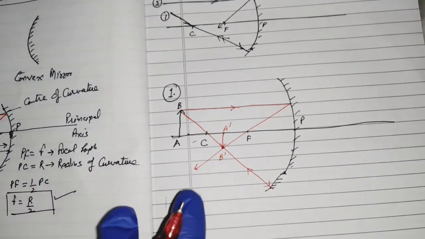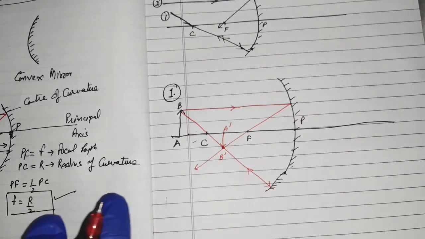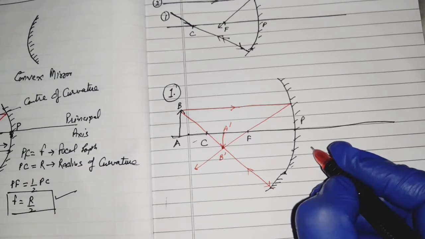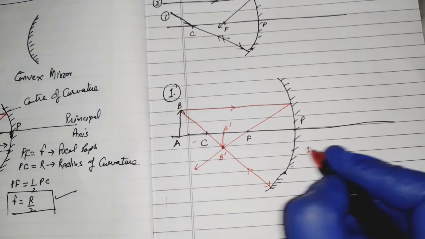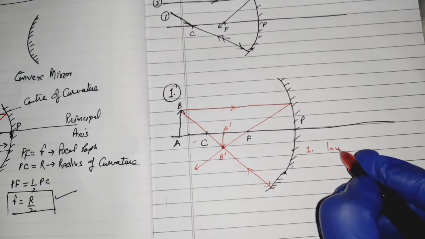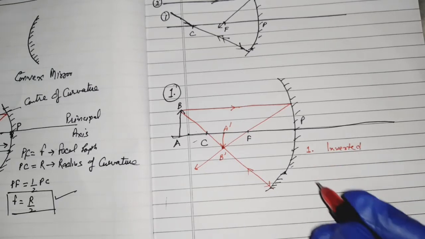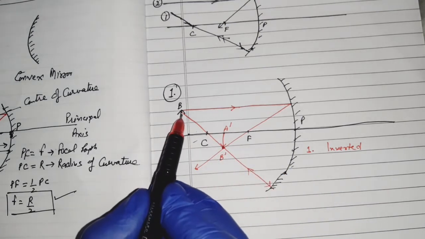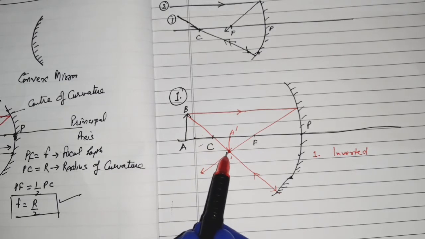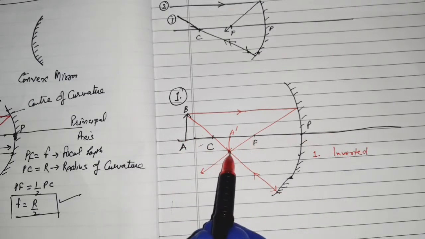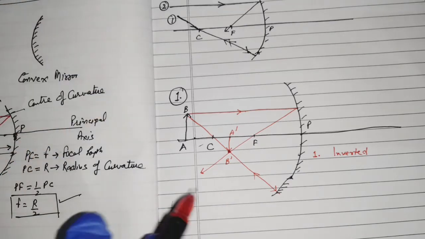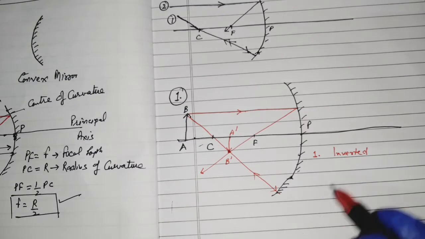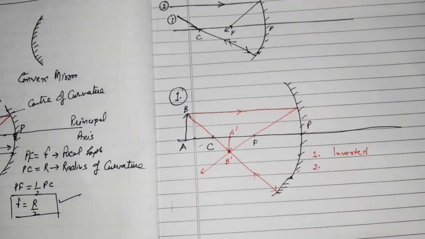So the image is formed. Where is the image formed? In between C and F. So what is the nature of the image? What is the type of image? One thing, this image is inverted. It is clear from the diagram. How is it inverted? The ray from B goes below the principal axis, so the part of the object that is above the principal axis is now below the principal axis. So it is inverted.